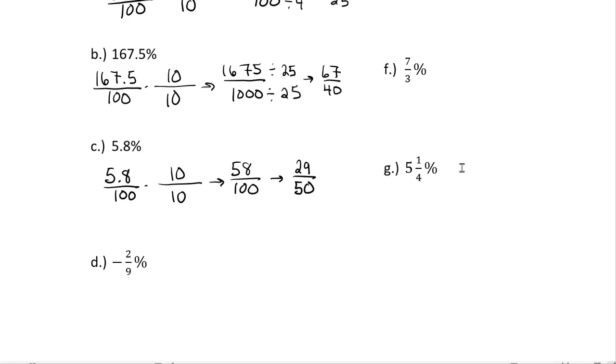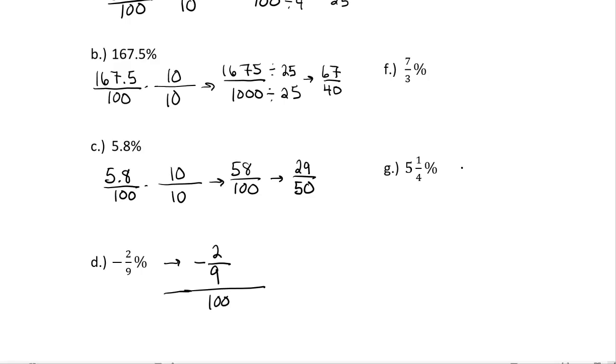So that said, I'm still going to do the same thing because I want this first step to be exactly the same regardless of what type of percentage I'm dealing with. So I have negative 2/9 divided by 100. Well, that looks ugly, right? And we don't want to do ugly. So let's go ahead and rewrite this in a format that's more familiar.